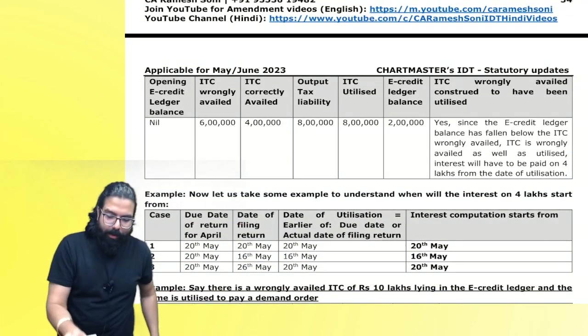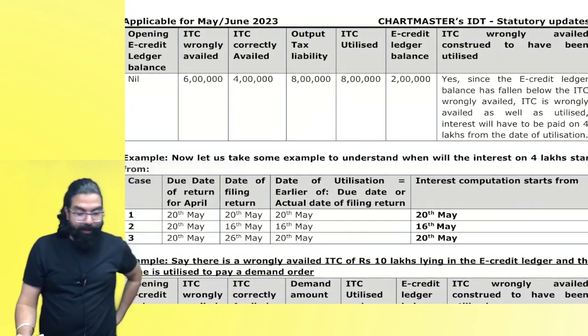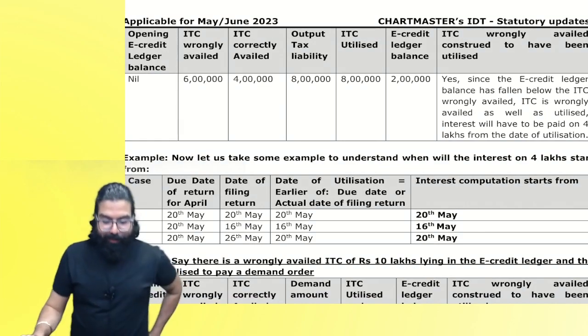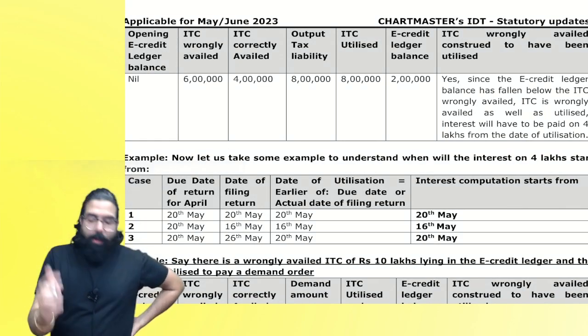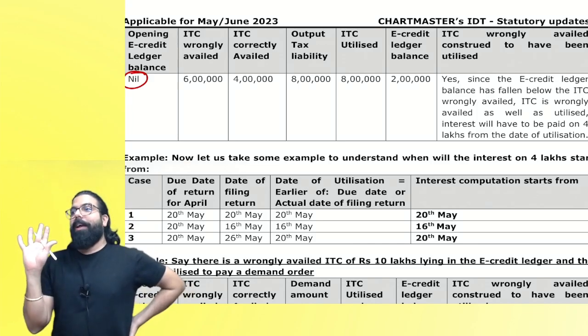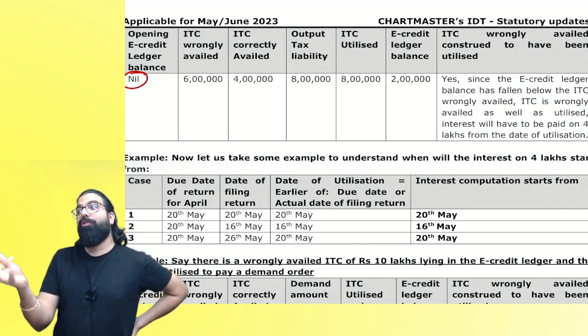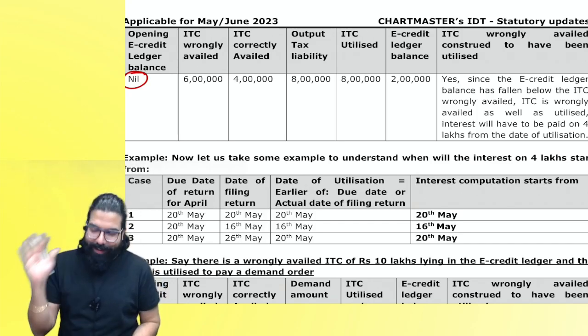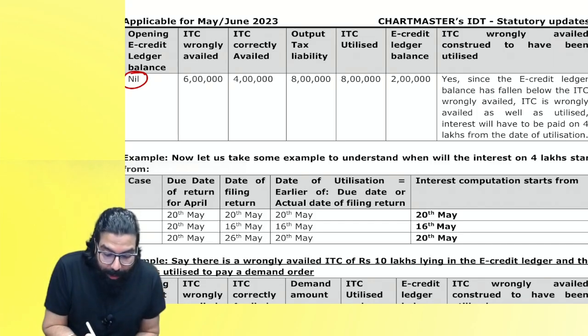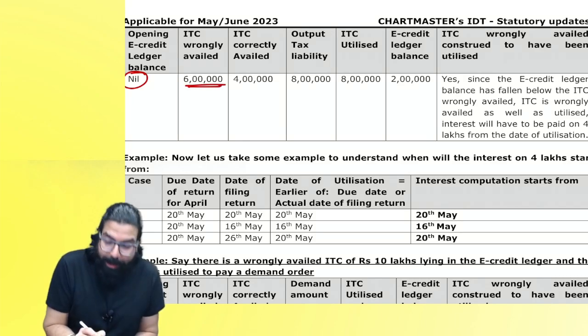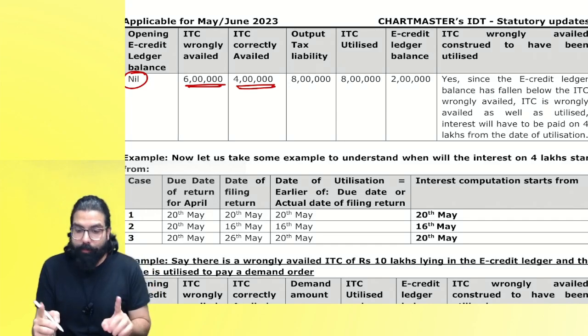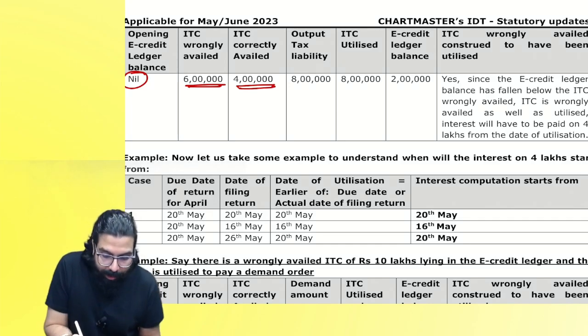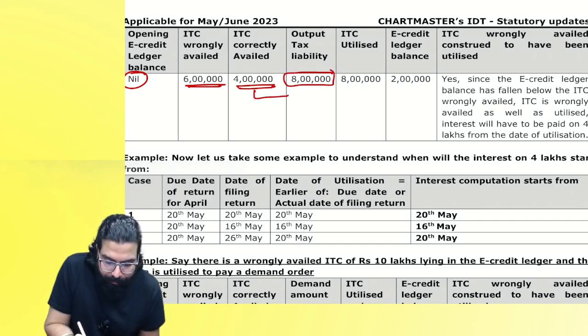One more example. CA final students you have become. They also understood it so well. Now, sir, opening balance, nil. Everyone here, listen. ITC wrongly availed, 6 lakh. Bad boy. Correctly availed, 4 lakh. Balance now, 10 lakhs. Everyone listen. 8 lakh to be paid. What will you do first?